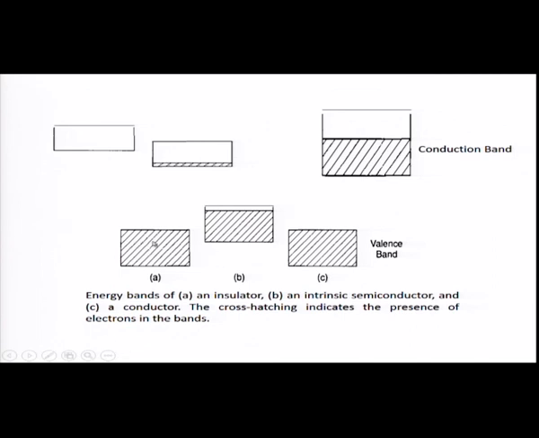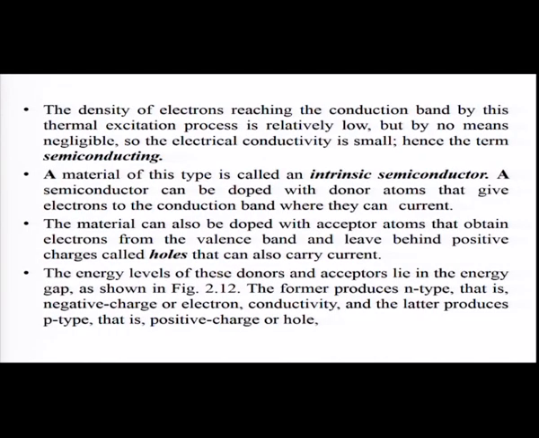This is the schematic diagram for the energy bands. For A, this is the energy band of an insulator, B is the energy band of an intrinsic semiconductor, and C is the energy band of a conductor. When you look at this diagram, there is cross hatching. This cross hatching indicates the presence of electrons in the bands. So, you have electrons in the bands here, here also, and here also.